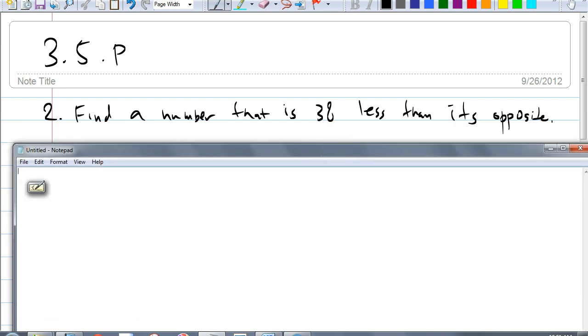Okay. So find a number. This is a word problem, even though it's one sentence. Find a number that is 38 less than its opposite. The reason I'm doing this is that even though this is really easy, people are having trouble. They're asking me, how do you even start? I'm like, okay, you just do a 5-step plan, the same thing we've been doing. So hopefully you can follow along.